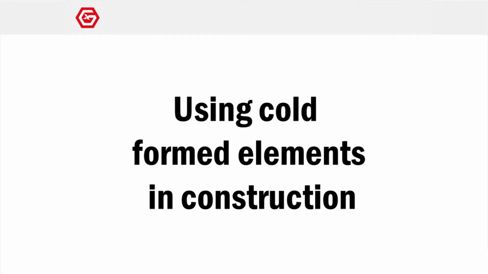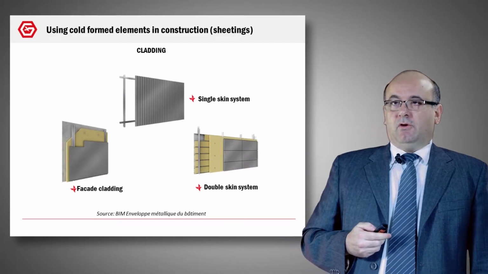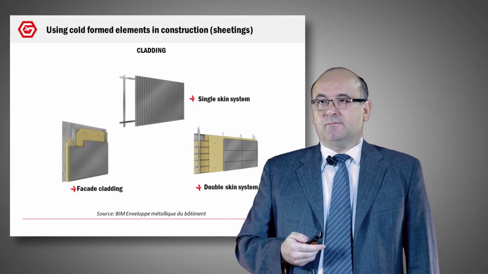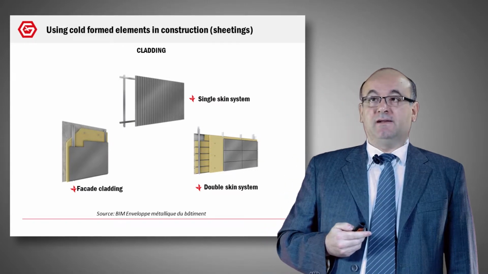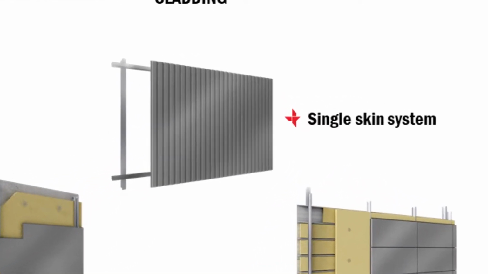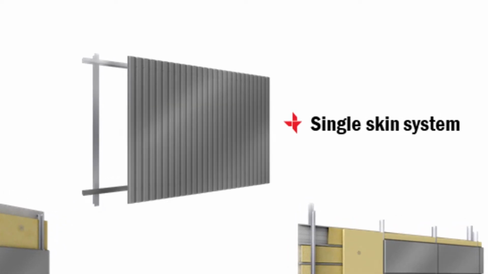Okay, now we are going to study where these cold form elements are used. The first use could be the cladding. And here you have 3 examples of use of cold form profile in cladding. In the first, you can see that the cladding is laid with vertical ribs. You can see the frame, the horizontal purlin, and the cold form element fixed on this purlin. It is a single skin system.